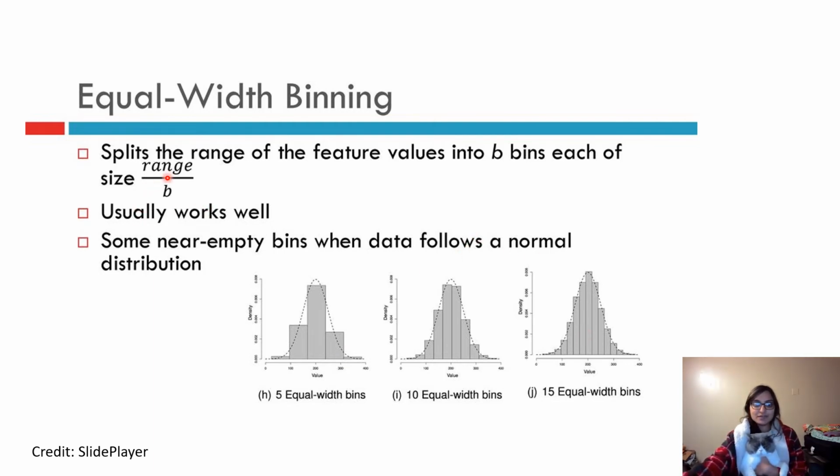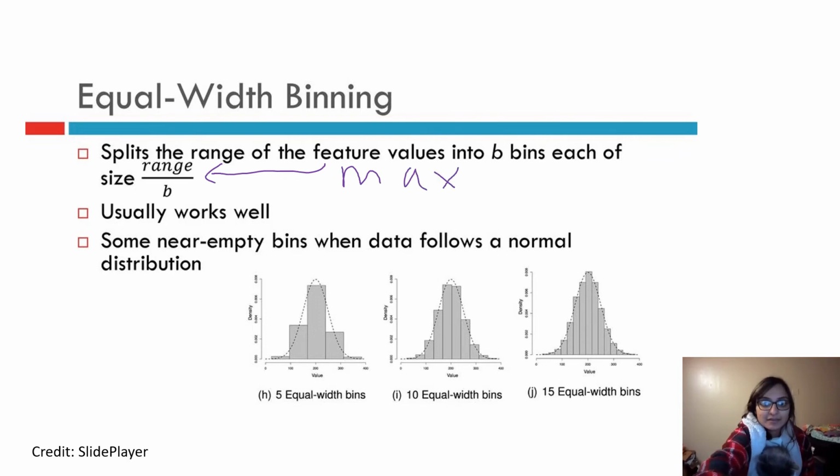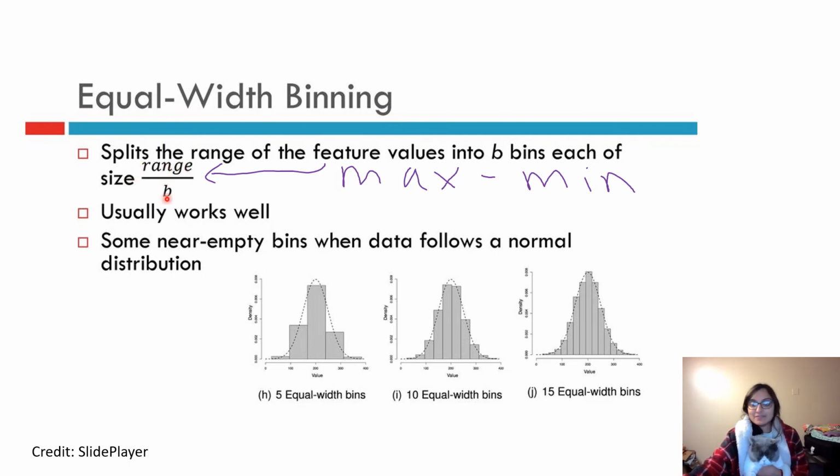So you take the range. The range is the maximum minus the minimum. You take the highest value minus the smallest value, and that's the range, and then you just divide it by B, the number of bins that you want.